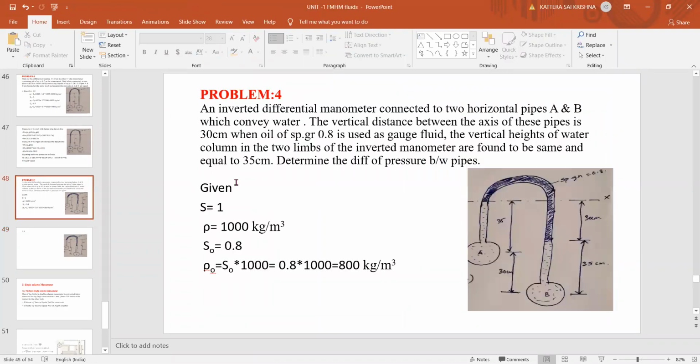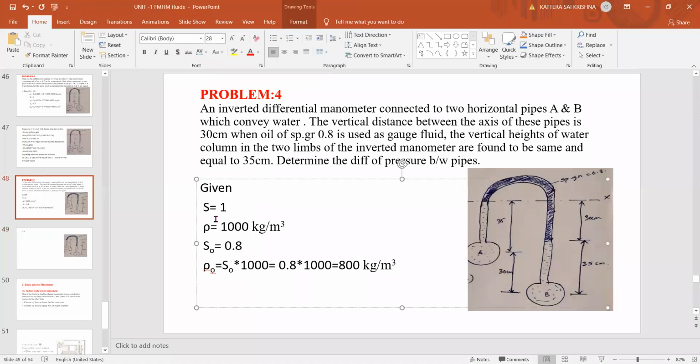Shall I show the previous slide once? Please copy this given data. Specific gravity of water is equal to 1. Right before this, specific gravity of water is equal to 1. Density of water rho equal to 1000. Specific gravity of oil, in words you need to write here. Please remember, in exams, if you write like this, only half of the marks will be given to you. Sentence you need to write. Okay.